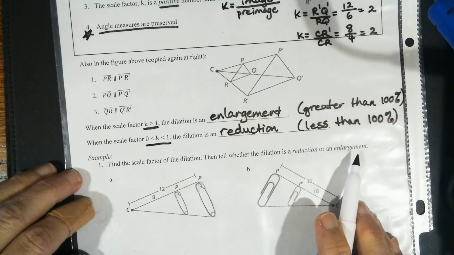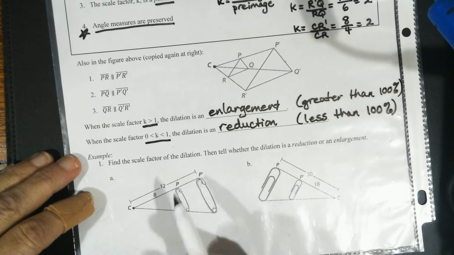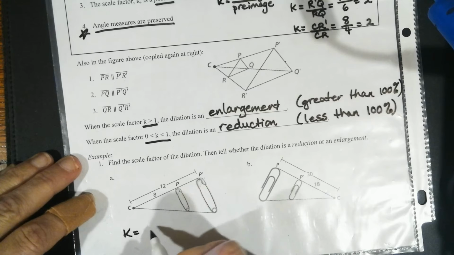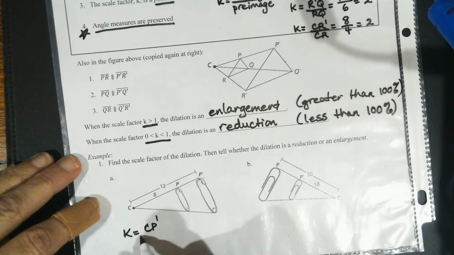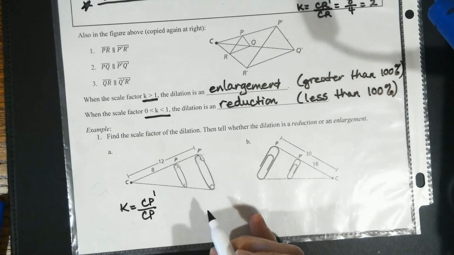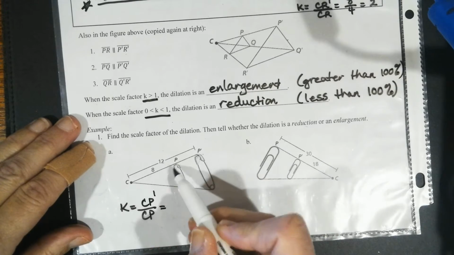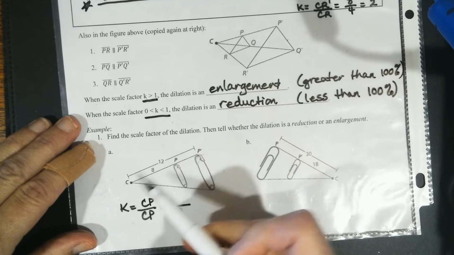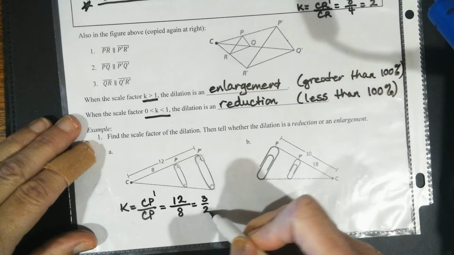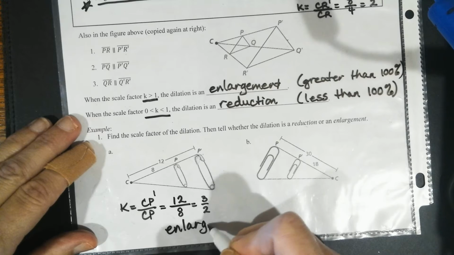We're going to tell if it's a reduction or an enlargement by looking here. From here to here is 12, from here to here is 8. And so all we have to do is figure out K, and K is going to equal CP prime over CP. Remember, because it's the image over the pre-image, and the pre-image is the original size. That's the one without the primes. So from C to P is 8, and from C to P prime is 12. Well, that's going to give me 3 over 2, and 3 over 2 is 1.5, which means this is an enlargement.